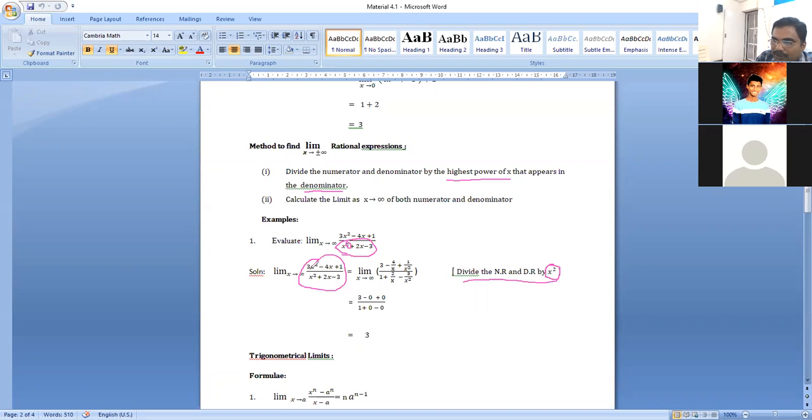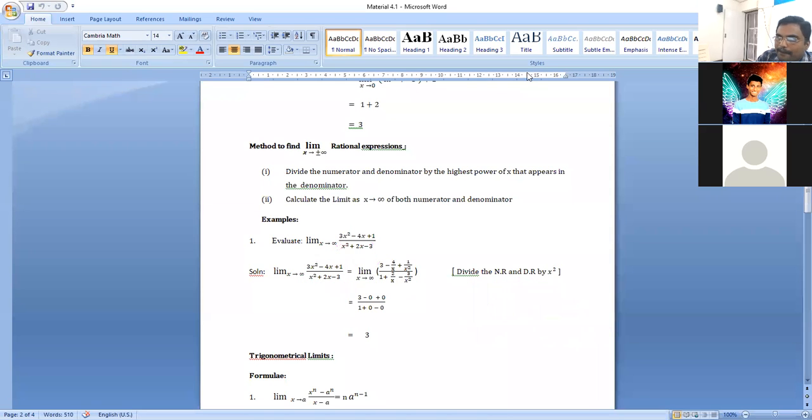So limit x tends to infinity. When you are dividing the numerator, it is 3x square by x square, minus 4x by x square, plus 1 by x square. This x square will cancel, so 3 is there. Next, one x will cancel, so only one x will be there, so you'll get 4 by x. Then plus 1 by x square. Similarly, for the denominator also you have to divide each term by x square.